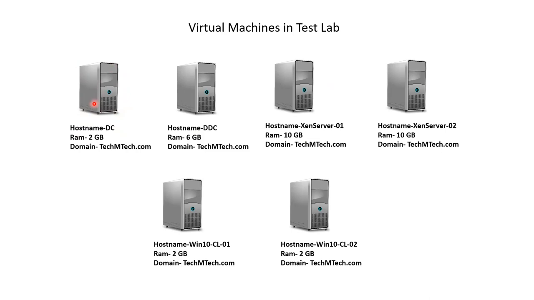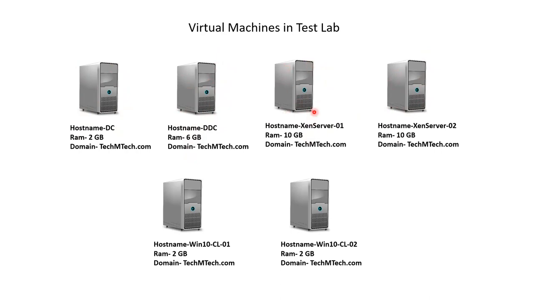That means you are a beginner, okay. So the second server will be our delivery controller. You can consider this as a Citrix server, okay. On this Citrix server, we will install and configure all the core components of Citrix. And these servers will be our two hypervisors, like Xen Server 01 and Xen Server 02.